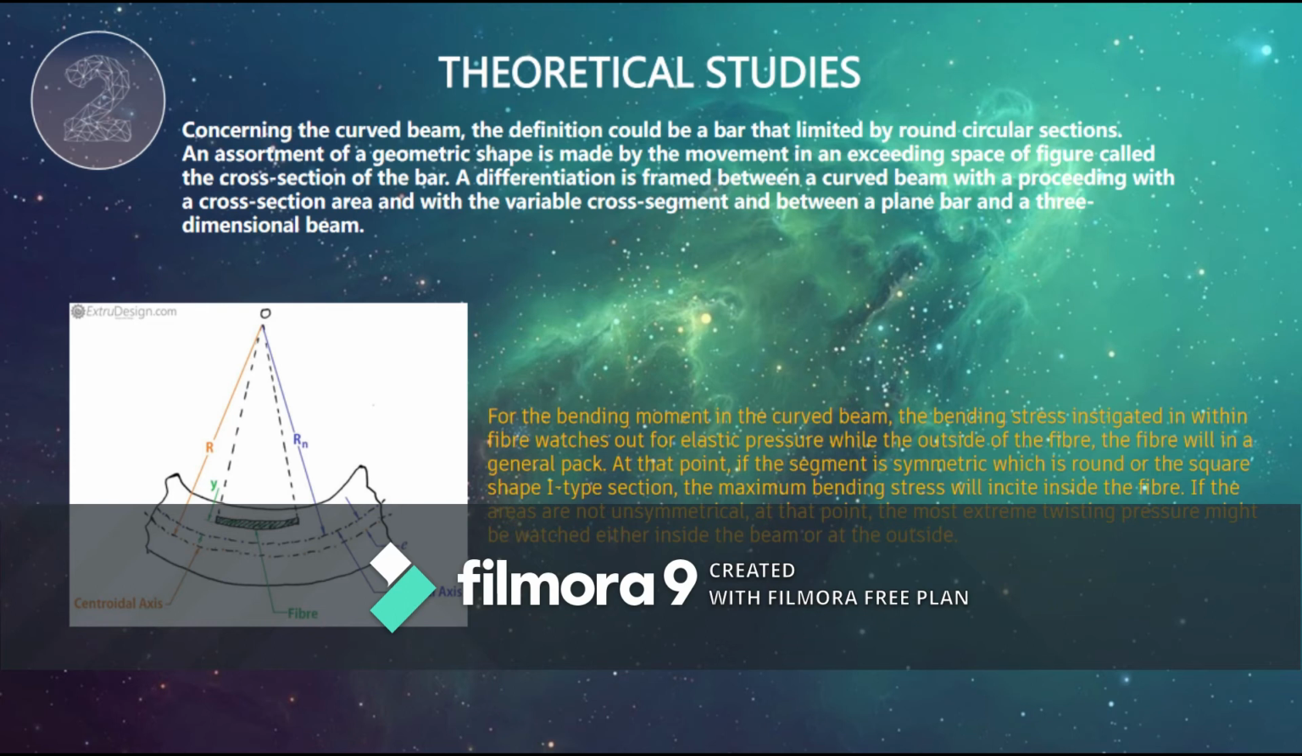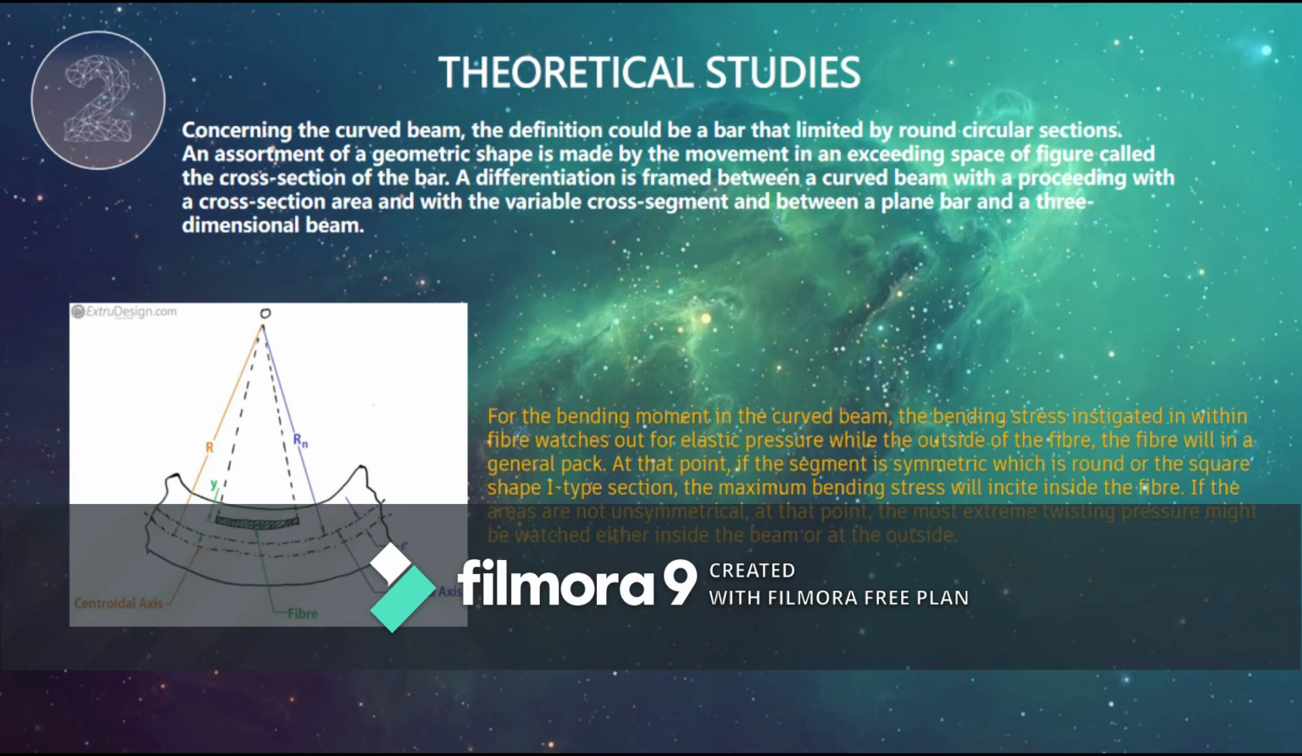Theoretical studies. Concerning the curved beam, the definition could be a bar that is limited by circular sections. A geometric shape, called the cross-section of the bar, is moved through space. A distinction is made between a curved beam with a constant cross-section area and one with a variable cross-section, and between a plane bar and a three-dimensional beam.